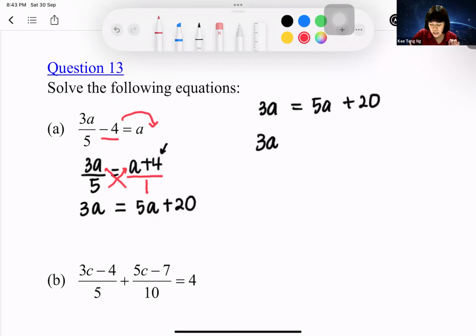So in this case, I'll shift this to the left. So if that's the case, this is positive 5a. How to undo positive 5a? We do a subtraction. So this will become minus 5a.